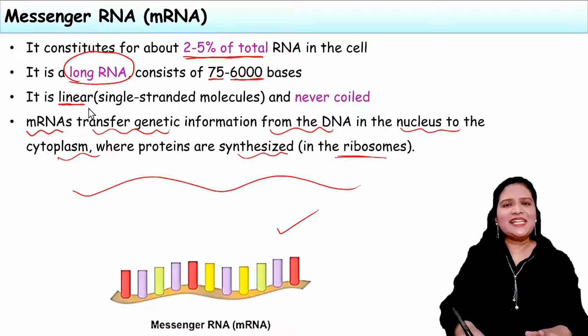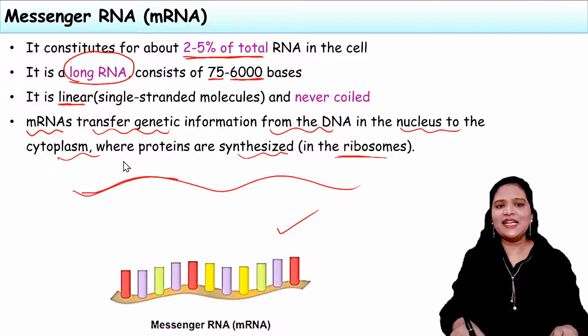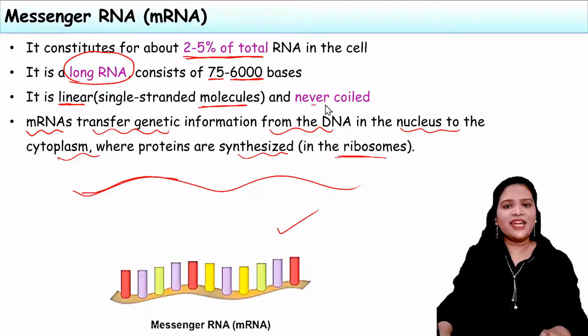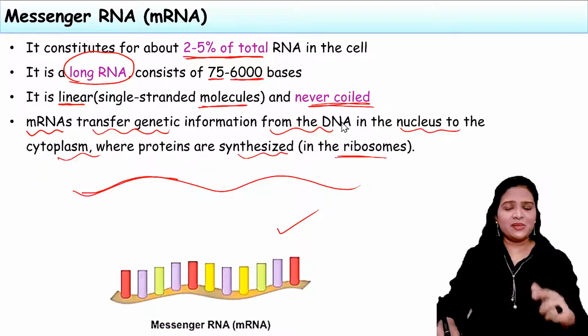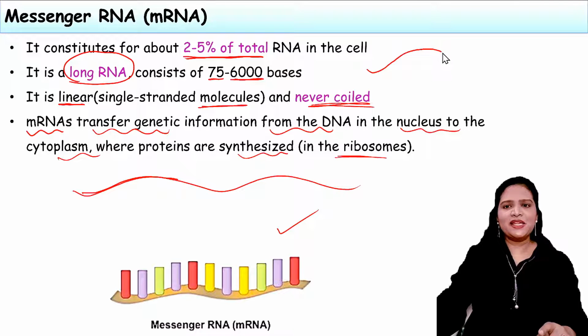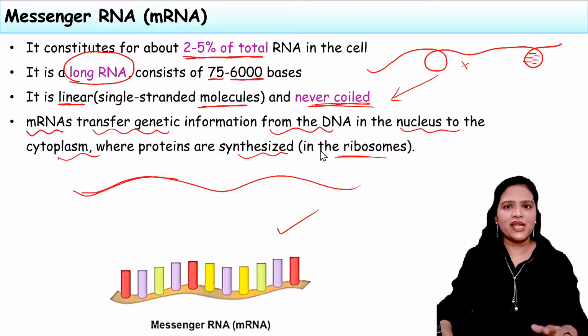So this is linear. What do we mean by linear? Linear means like the structure. So this is a linear single-stranded molecule and never coiled. What is never coiled? We have seen previously that at some places, whenever needed, the RNA coils like this and forms a double-stranded like structure, isn't it? So this character is not applicable for mRNA. mRNA is a linear single-strand molecule.